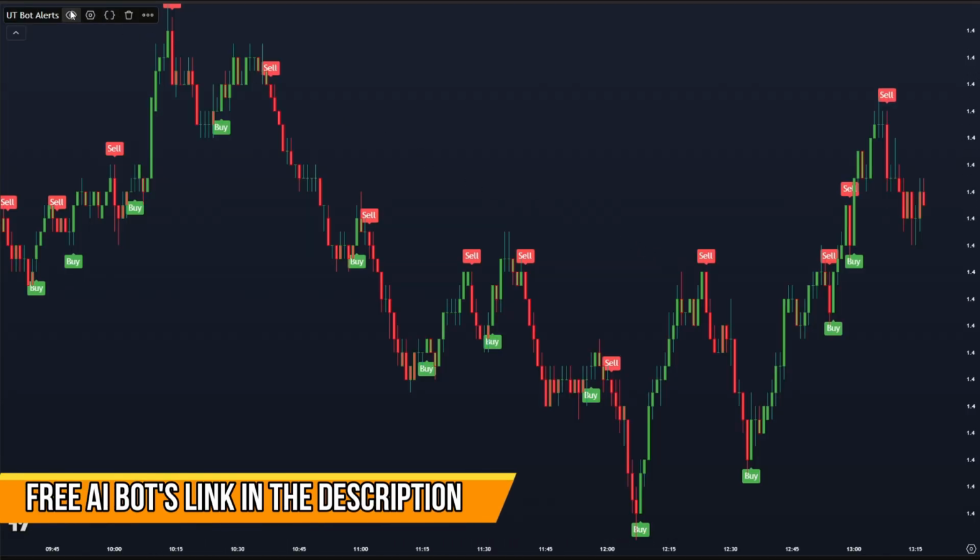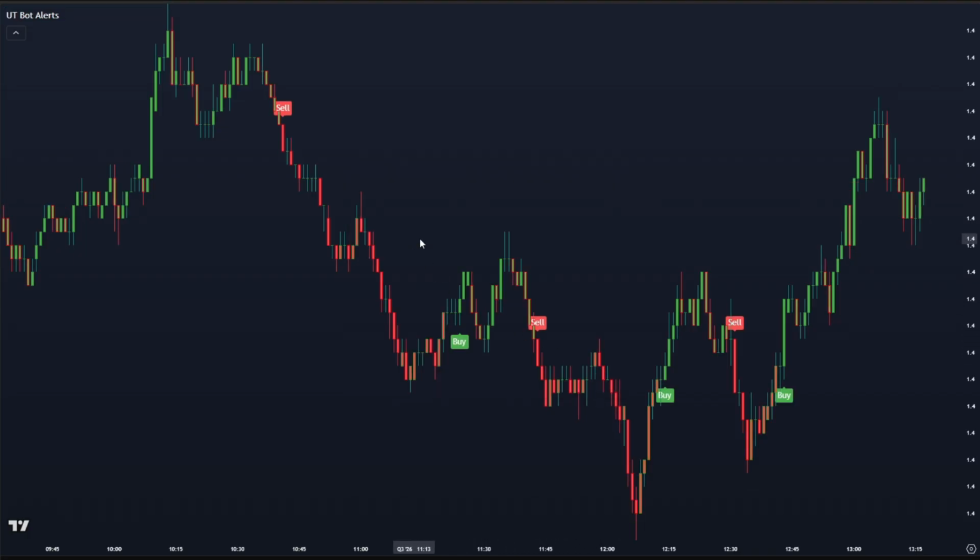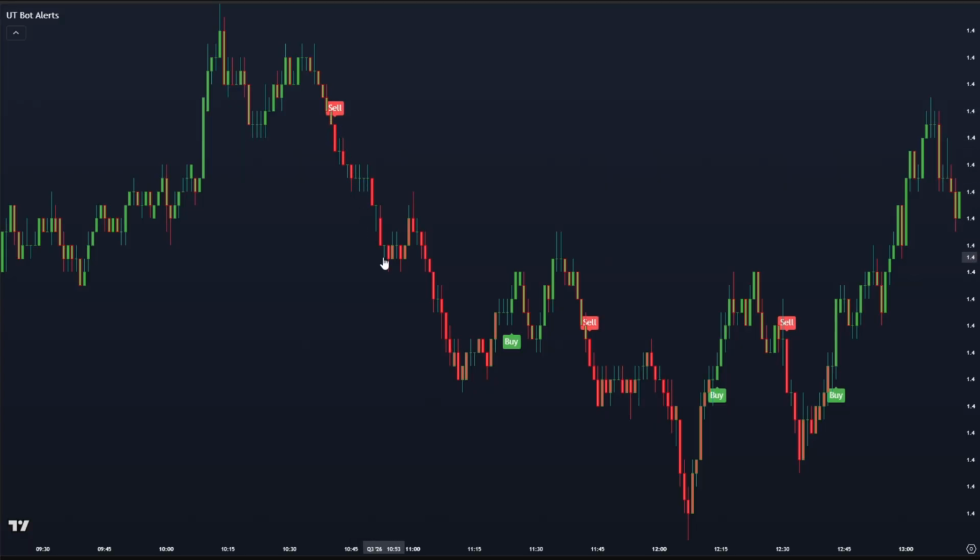So we fix it. Go into settings, and there are only 2 numbers you need to touch. Key value or sensitivity, set it to 3. A TR period, set it to 4. That's it. Now watch what happens to the chart. The noise is gone. What's left are the moves with actual force behind them.